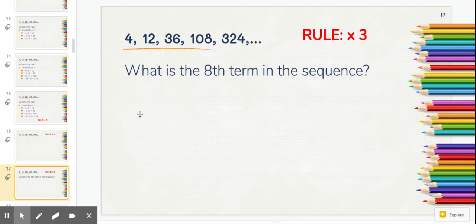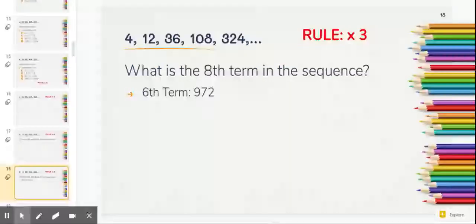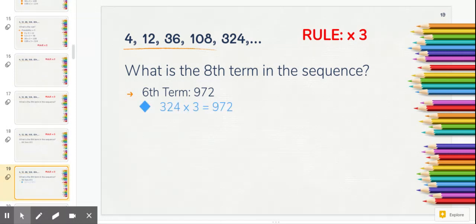So first you have to figure out how many terms you already have. And I see 4, 12, 36, 108, 324. That's 1, 2, 3, 4, 5. So those are 5 terms. So I actually need to figure out first what the 6th term is. So I figured out that the 6th term is 972 because I take 324, multiply by 3, and I get 972. Let's figure out what the next term is.